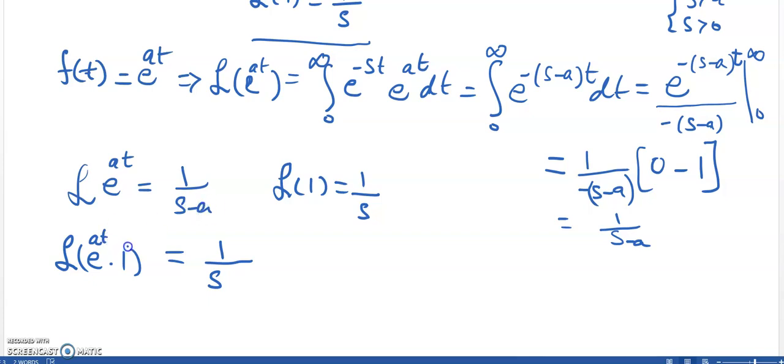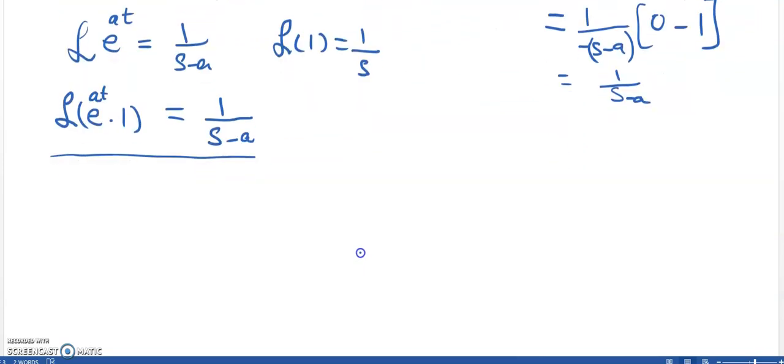So it means that maybe it is true that if we multiply any function, not just one, by e power at, then its Laplace transform we can get by simply subtracting a from s. Although it does not prove it for any other function, this gives us a hint. This type of thing is called the S shifting theorem of Laplace transform. We will prove this S shifting theorem a little bit later on.